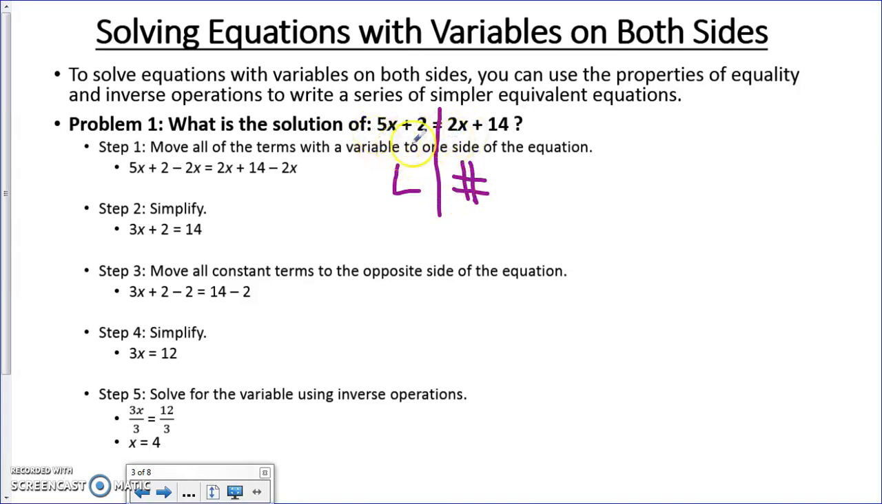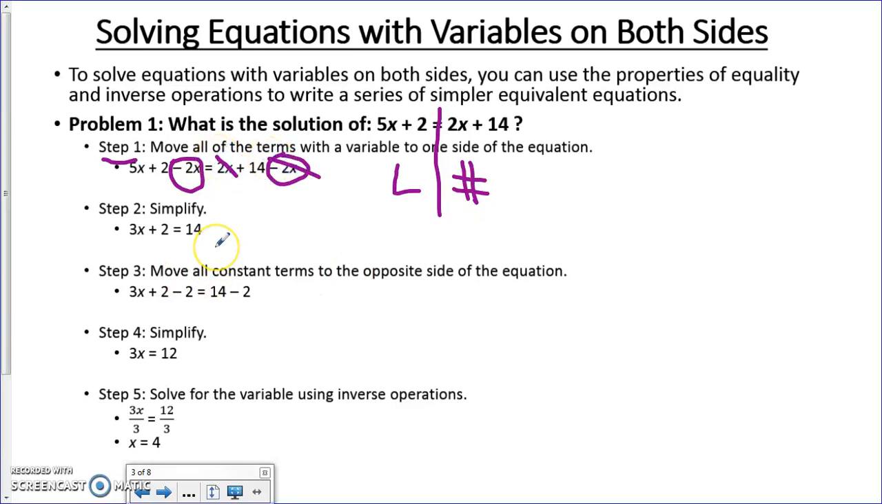We see that there are letters and numbers on both sides of this equal sign. So in step 1, we're going to move all of the terms with a variable, all of the letters, to one side of the equation. So we're going to move it to the left-hand side. That means we have to move this positive 2x. So we are going to subtract 2x from both sides. And when we simplify that, it becomes 3x plus 2 equals 14 because these cancel out.